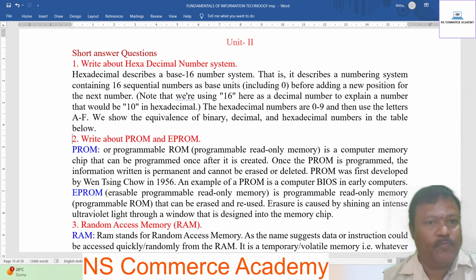Today I am going to explain BCom first semester Fundamentals of Information Technology Unit number 2 important short answers and essay type questions for examination purpose.